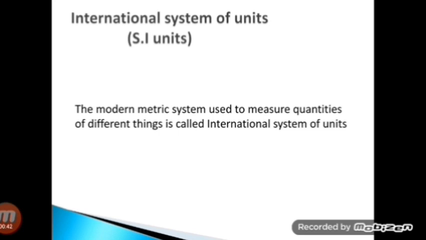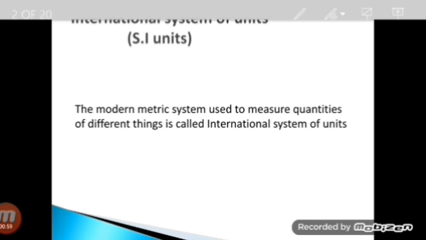System international is basically a modern metric system which is used to measure quantities of different things. And in order to communicate scientific information easily all over the world, scientists use system international units as a common standard for their measurement. In order to understand this, let's take an example.